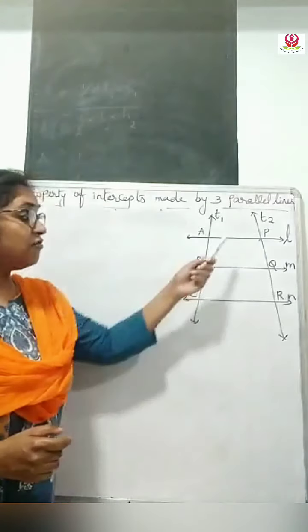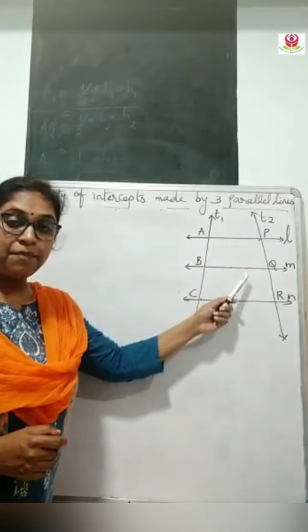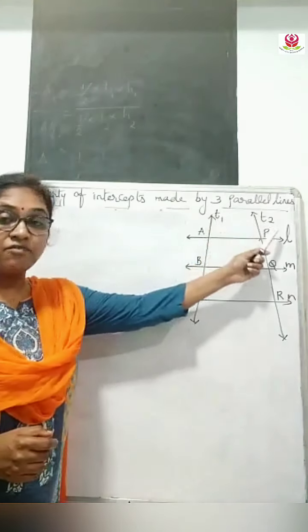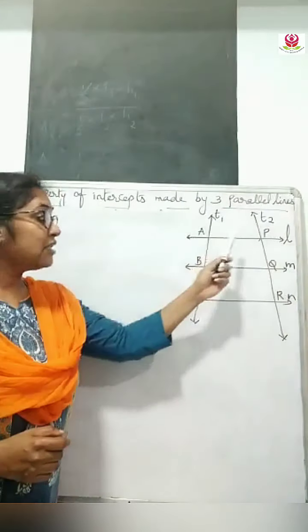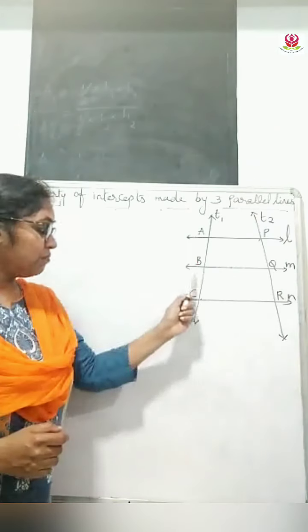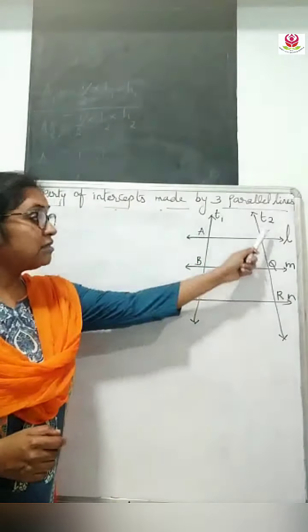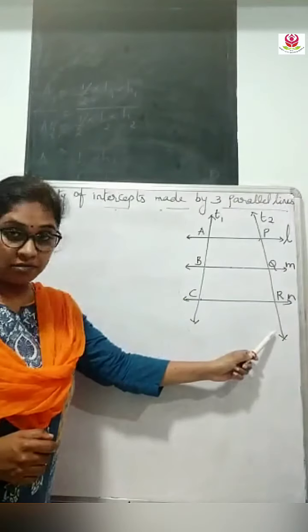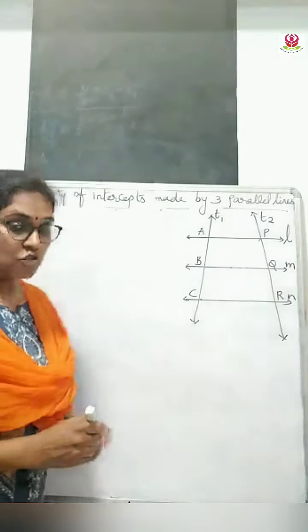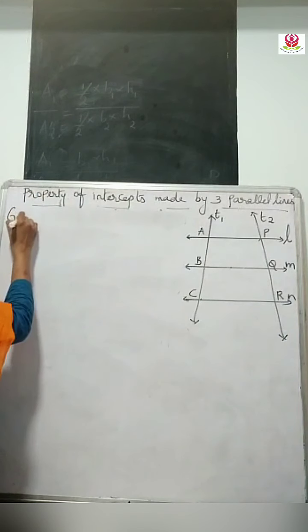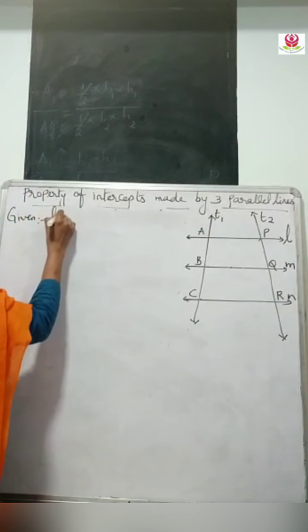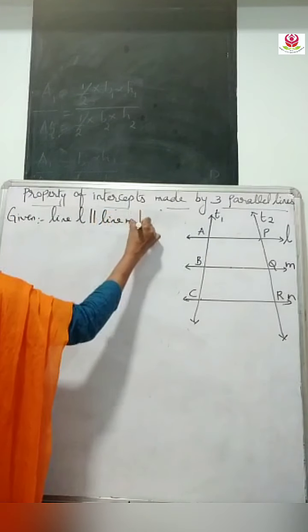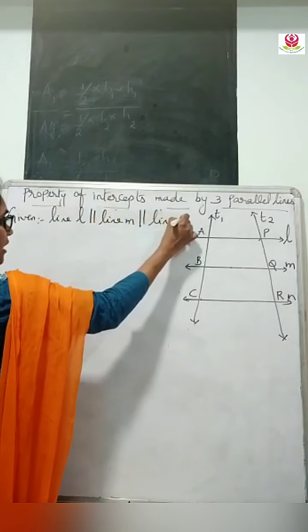In this figure we have three lines L, M and N which are parallel to each other, and the transversals are T1 and T2. They intersect the lines at various points A, B, C, and the other transversal is intersecting the lines at points P, Q and R. As per the given condition, line L is parallel to line M and it is also parallel to line N.